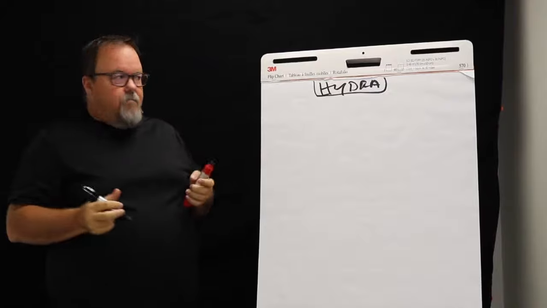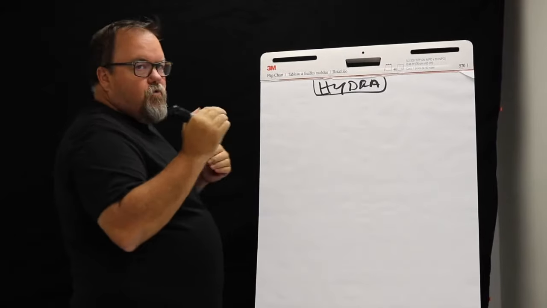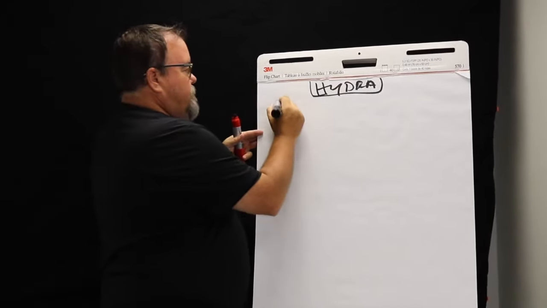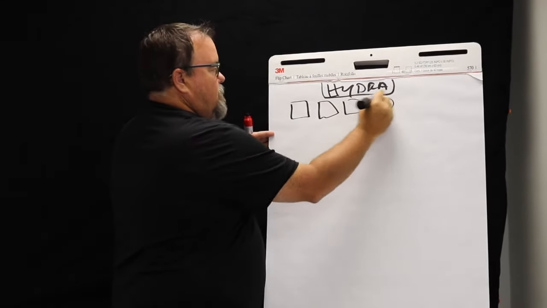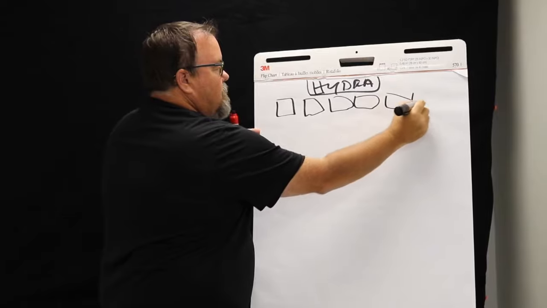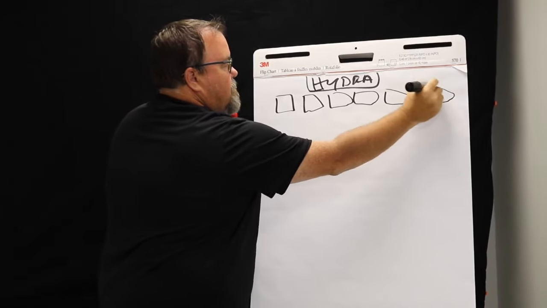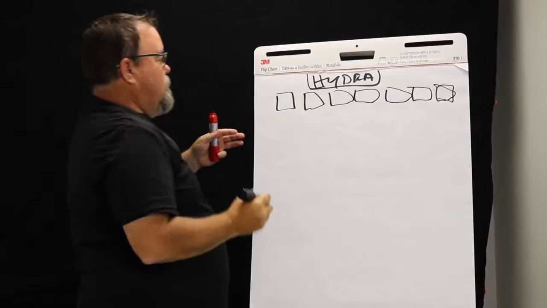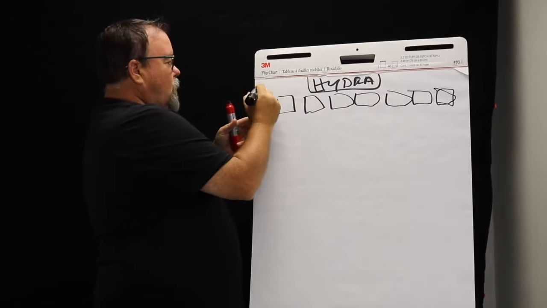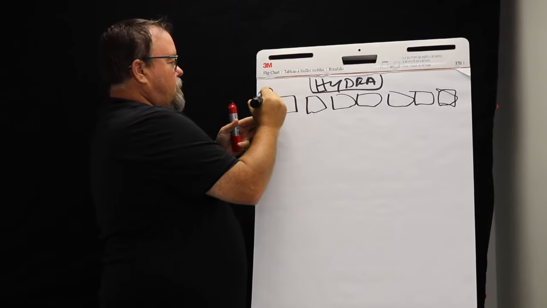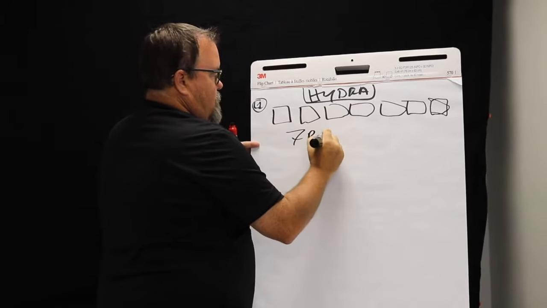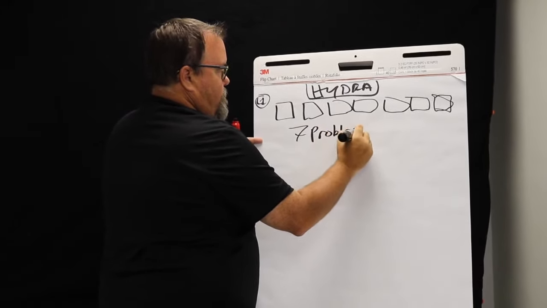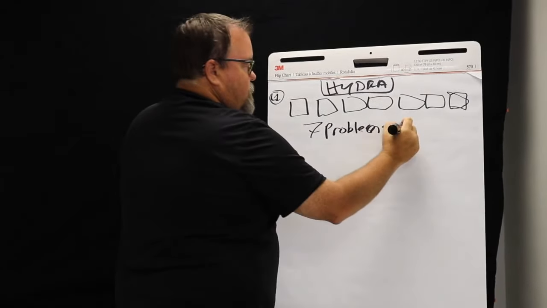Okay, so there are 3 levels to the Hydra. Level 1 is, and again, since it's named the Hydra, you can imagine it's going to have 7. If I can draw here. So level 1 here is the 7 problems in your niche.